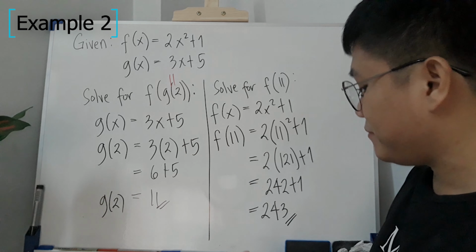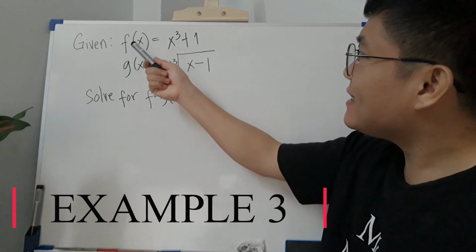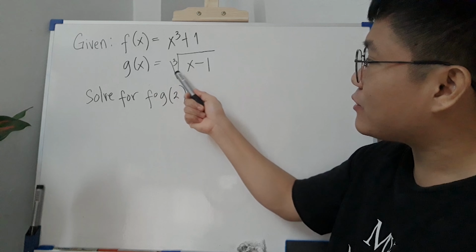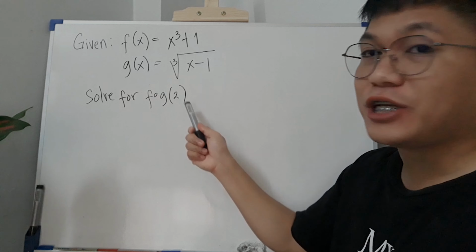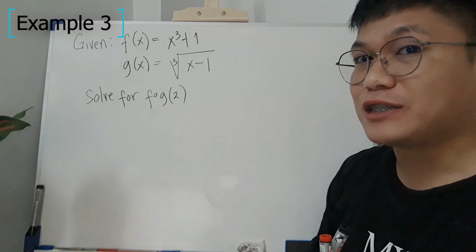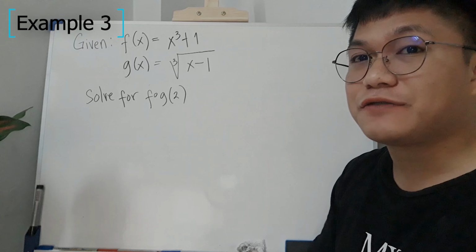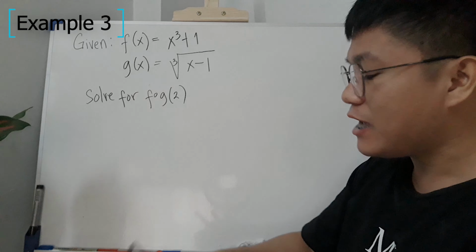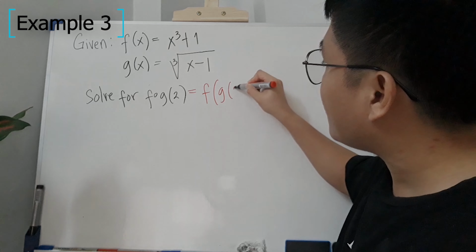Okay. Let's have the last example. Given f of x is equal to x cubed plus 1 and g of x is equal to the cube root of x minus 1. Solve for f composed with g of 2. Now, just like from the previous example, we are going to solve first for the inner function. But here, the given is f composed with g of 2. That means we are going to write first the equivalent function for this, which is f of g of 2.